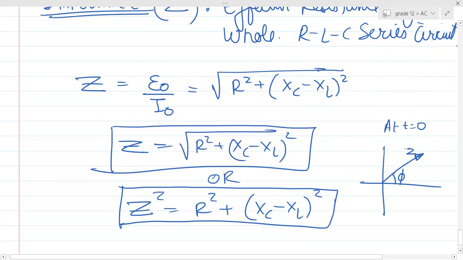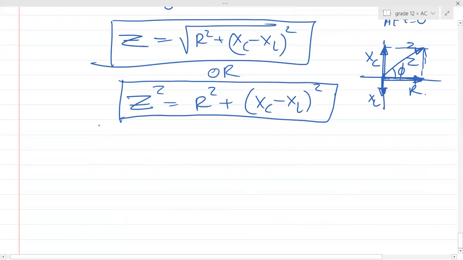So always remember Z will be over here, XC over here, XL over here and R over here. Can you see XC, XL is a little bit small, so XC minus XL will come over here, and then you can take the whole impedance. Anyways, this is basically called an impedance triangle, but we'll learn about it later.